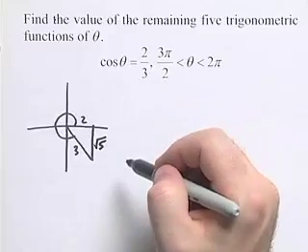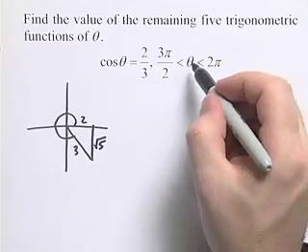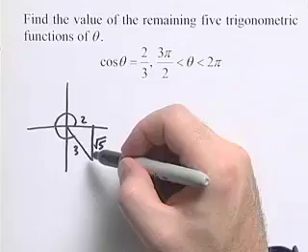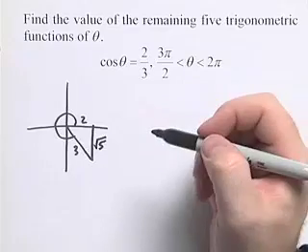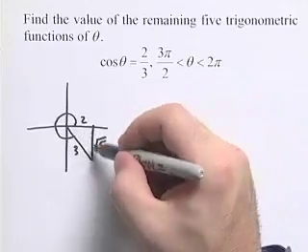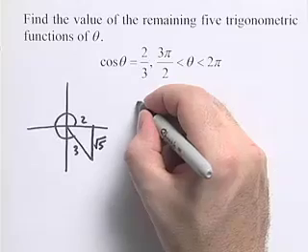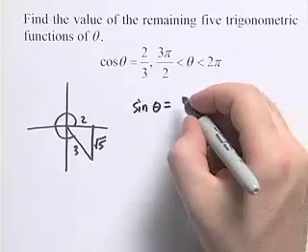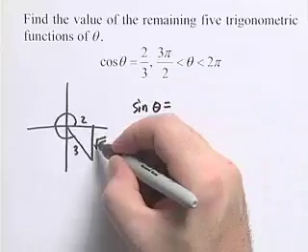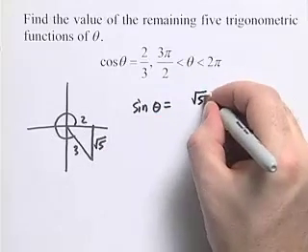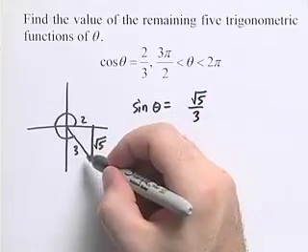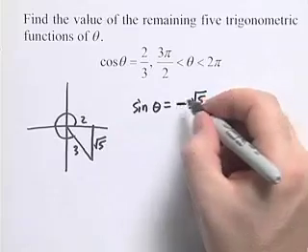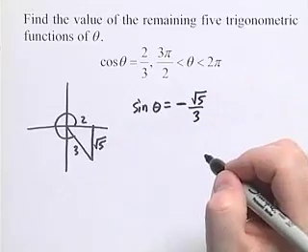When we find our trigonometric function values, we need to remember that theta is in quadrant 4, because that's going to affect whether the result is positive or negative. We're going to use this as our reference triangle. So we want to find the sine of theta. Sine is the opposite over hypotenuse. So we'll have the square root of 5 over 3. But in quadrant 4, sine is negative. So sine of theta must be negative square root of 5 over 3.